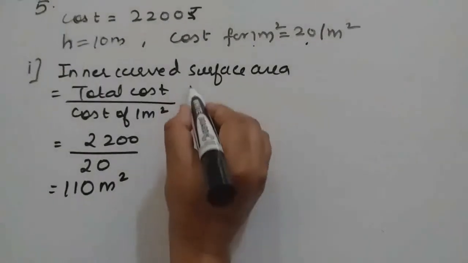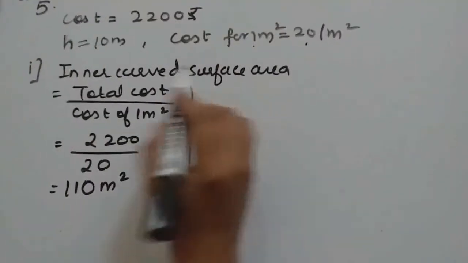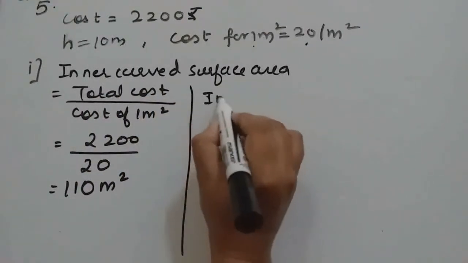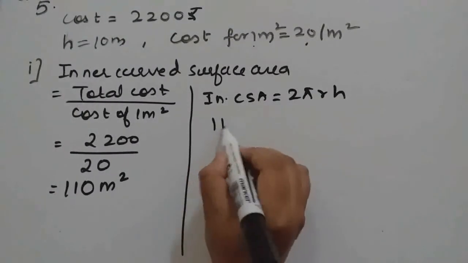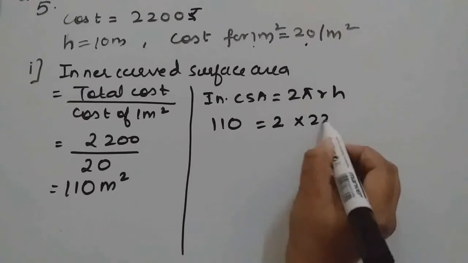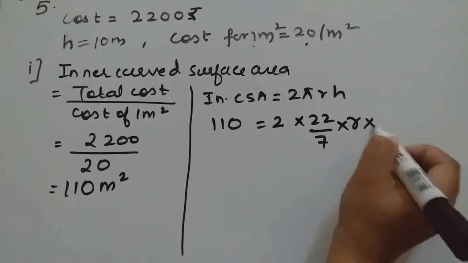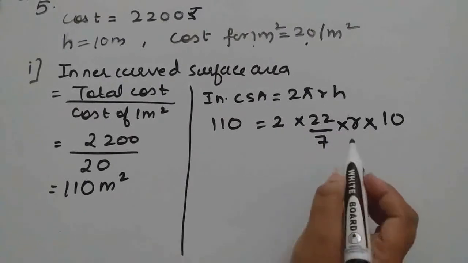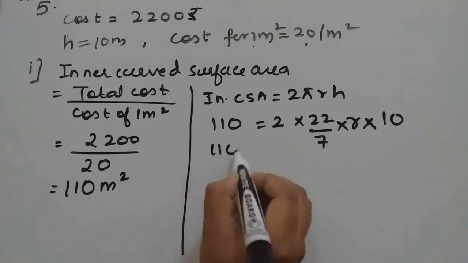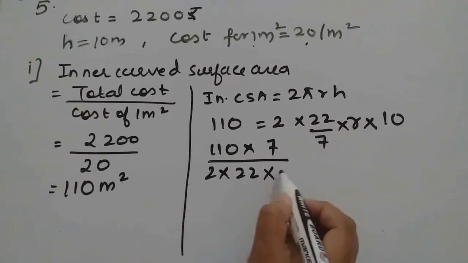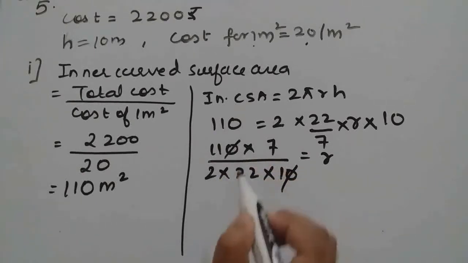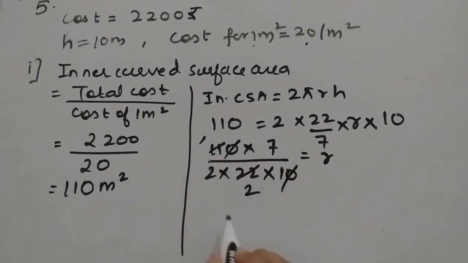Okay. Now after getting this, we know inner curved surface area means what? Inner curved surface area means 2 pi RH. We got that as 110. 2 into 22 by 7 into R, H is given as 10. So R is 110 into 7 divided by 2 into 22 into 10. So this 0 we can cancel. 11 ones are 11, 11 twos are 22, isn't it? So R we can write 7 by 4 centimeter.